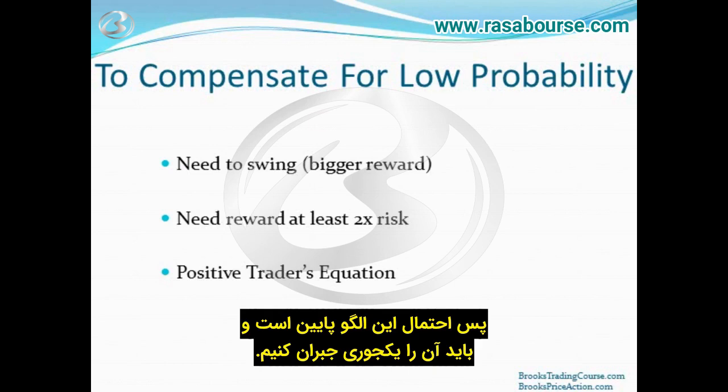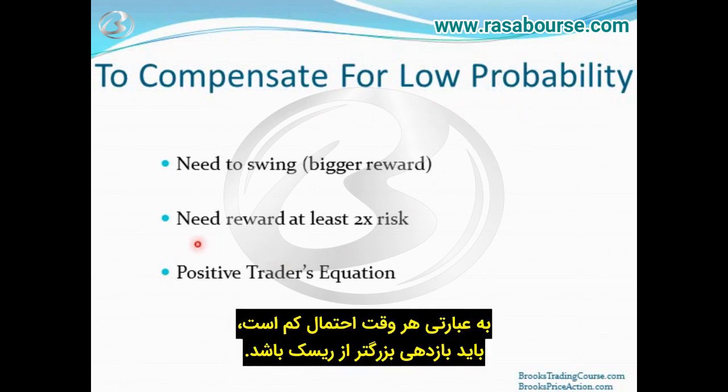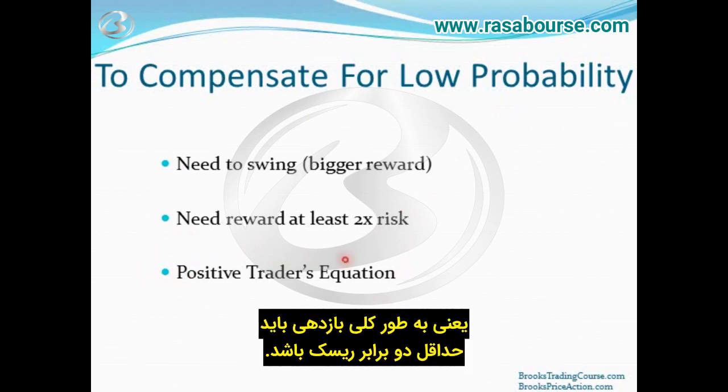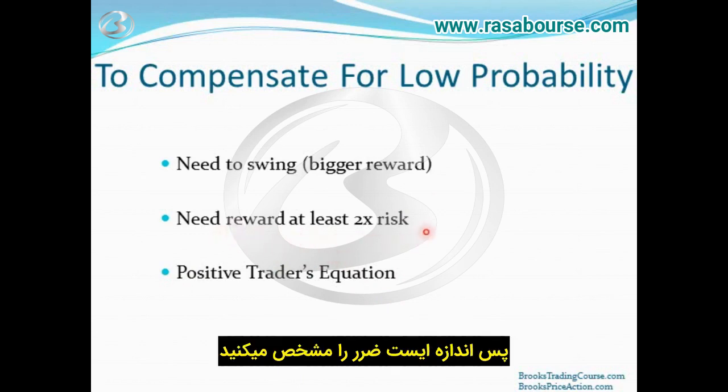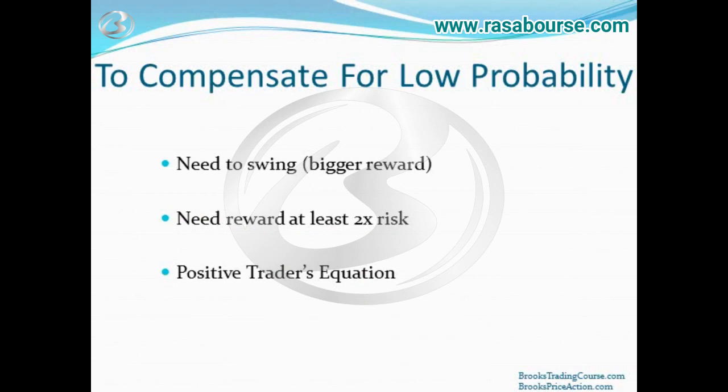To compensate for the low probability, you need to have a positive trader's equation. So if you have a low probability, you need a reward bigger than the risk. In general, you need a reward at least twice as big as the risk. So you determine your stop size and go for a profit target that's at least twice as big as your stop.